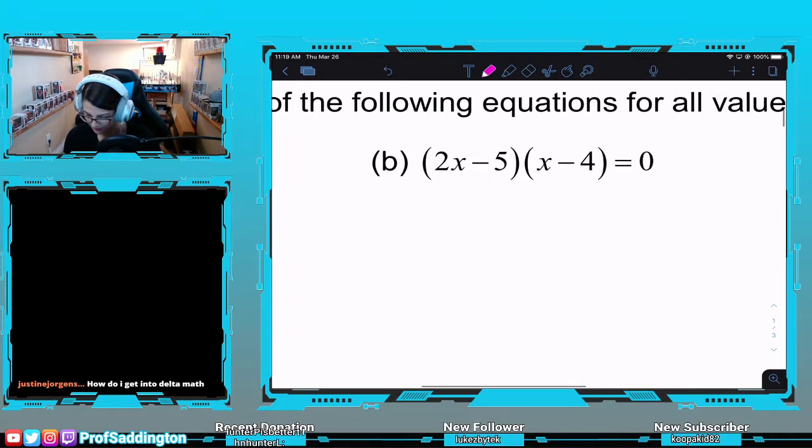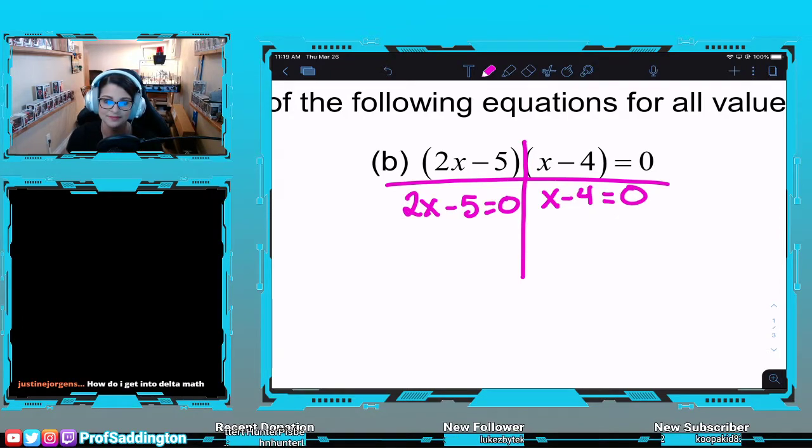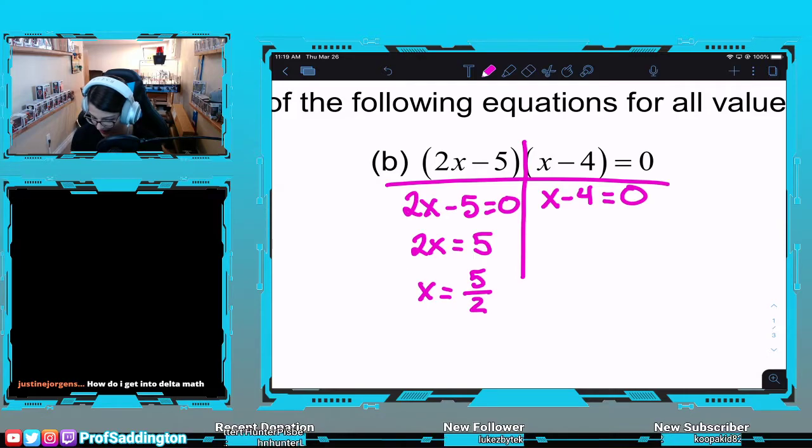All right. So same process: some quadratic was factored into these 2 binomials, and it's set equal to 0. So we're going to drop down our t-chart. And we have 2x minus 5 equals 0, and we have x minus 4 equals 0. And then we solve for x. So on the left, we could add 5 first. So we have 2x equals positive 5. And then I need to divide by 2. So we get x equals 5 halves for one of them.